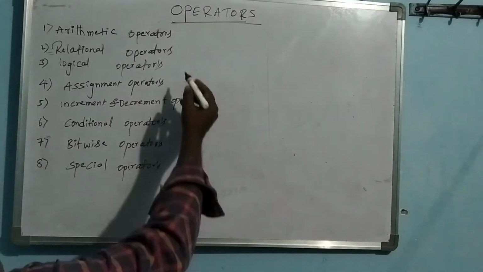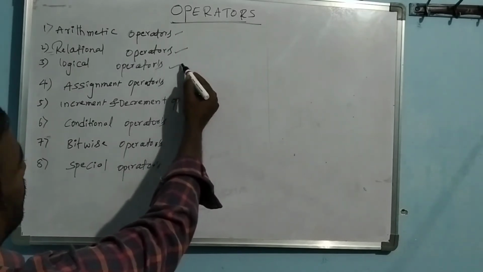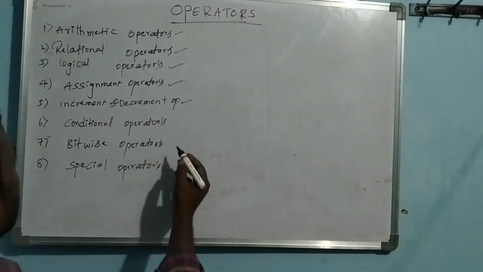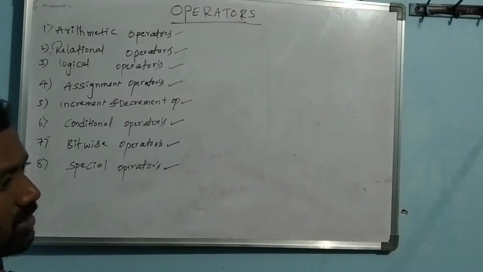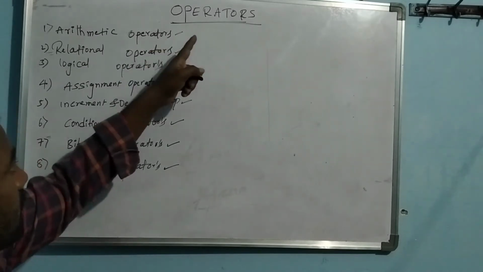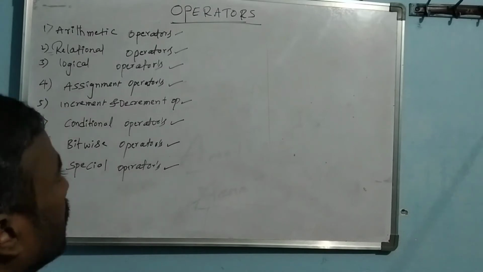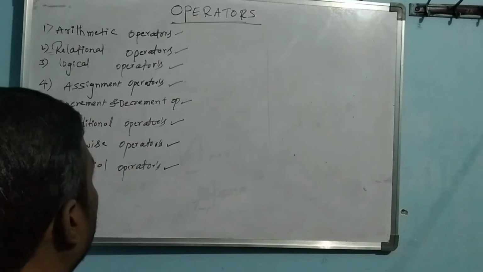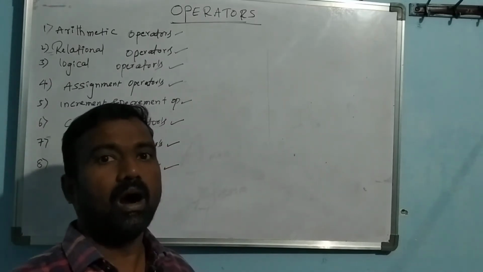Those are arithmetic operators, relational operators, logical operators, assignment operators, increment and decrement operators, conditional operators, bitwise operators, and special operators. These are the operators we are using in the operators concept. We will discuss each and every topic in a clear manner. Before discussing these types of operators, we have to know the meaning of operators.